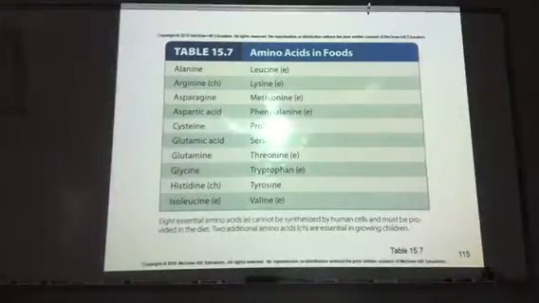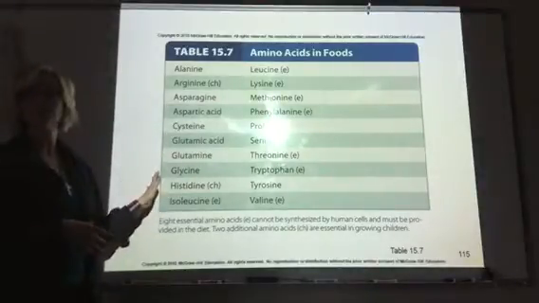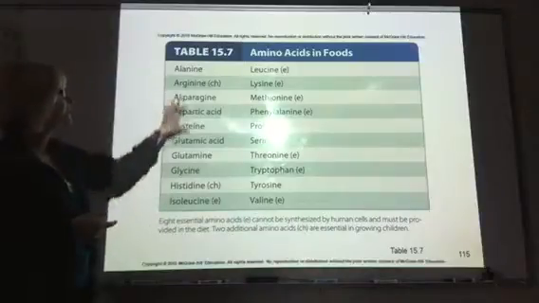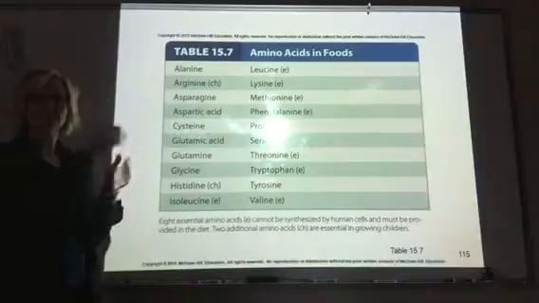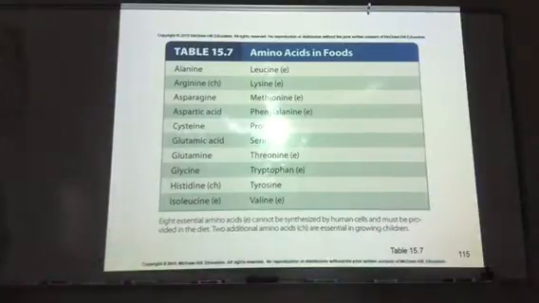Here is a table. If you remember from biology when we talked about transcription, translation, these are the amino acids that your transfer RNA brings in to build proteins. So here's just a table that shows different amino acids that can be put together.